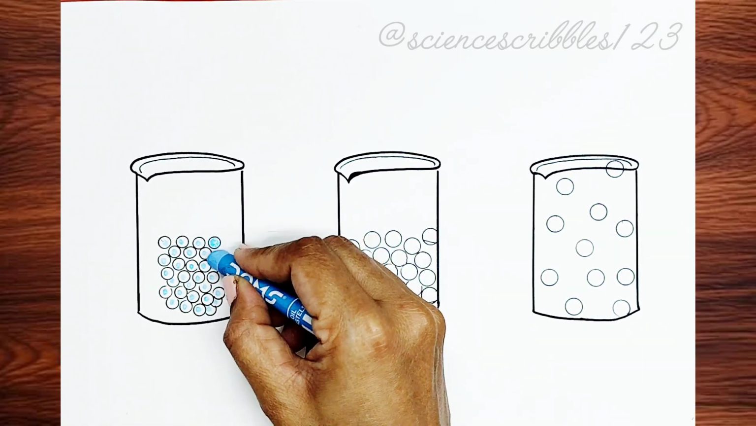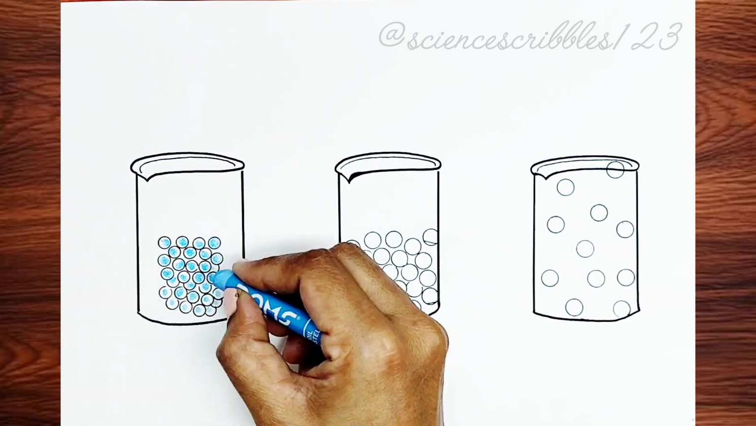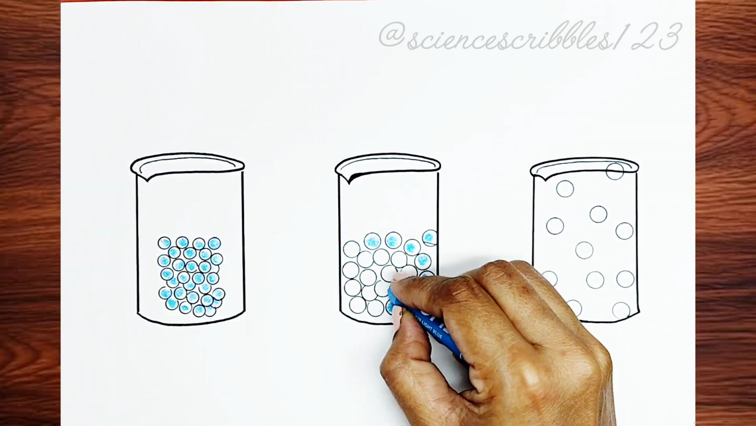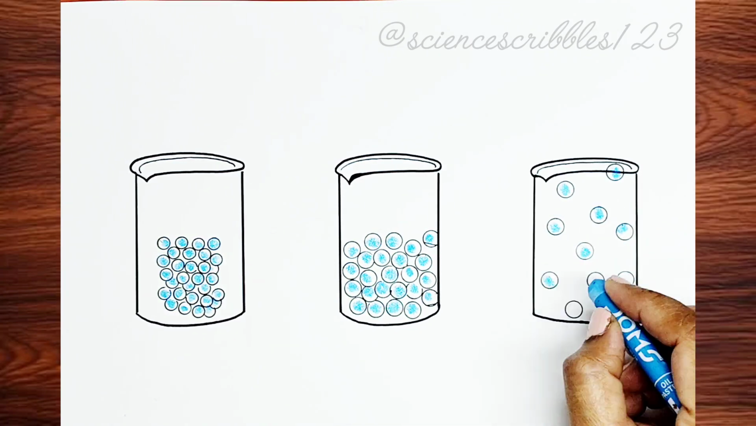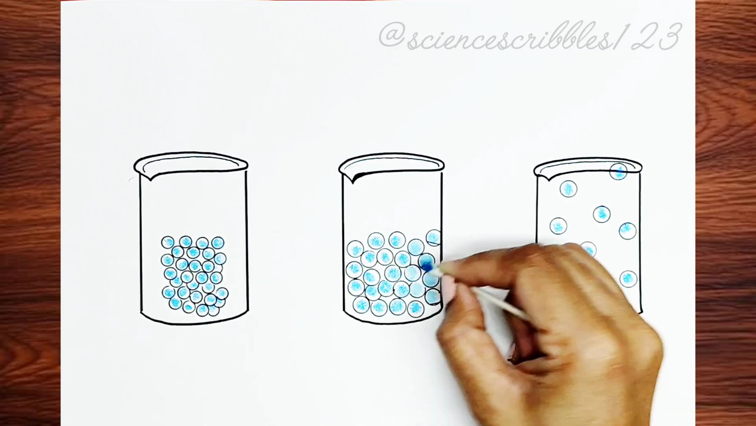I am using a light blue oil pastel to color the circles, representing molecules, inside all 3 beakers. Next, I am smoothing out the oil pastel colors so that they are evenly distributed.